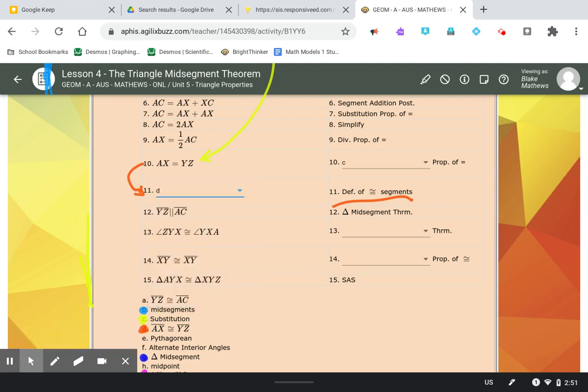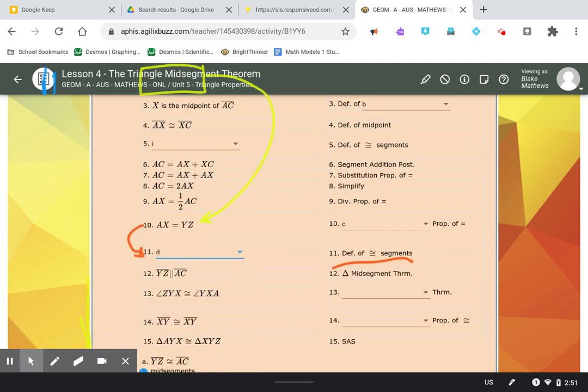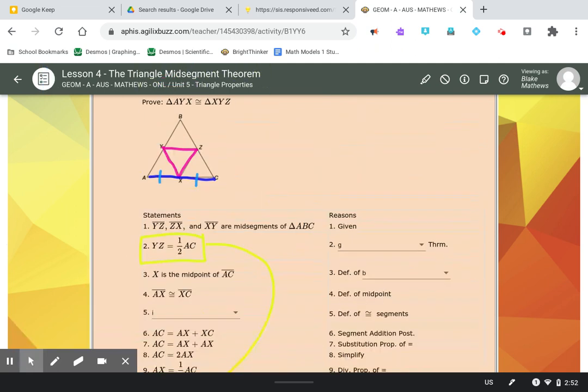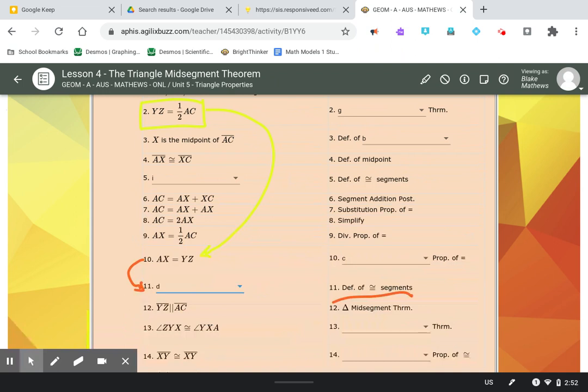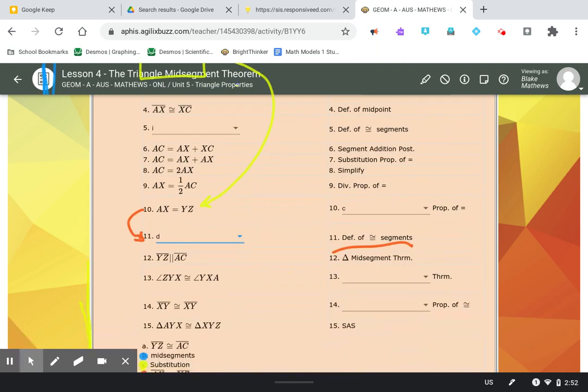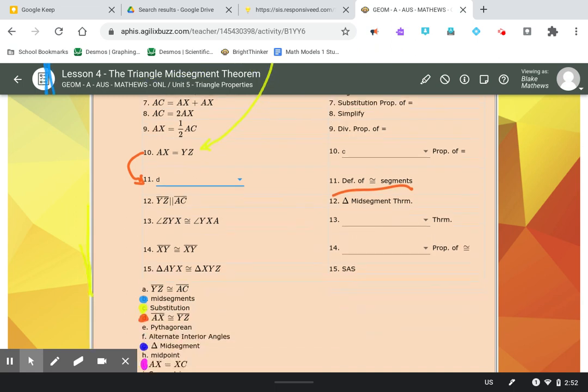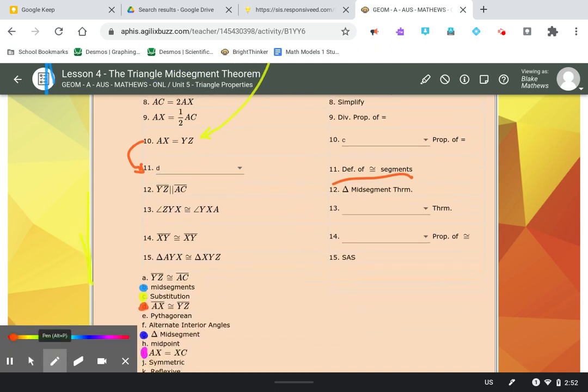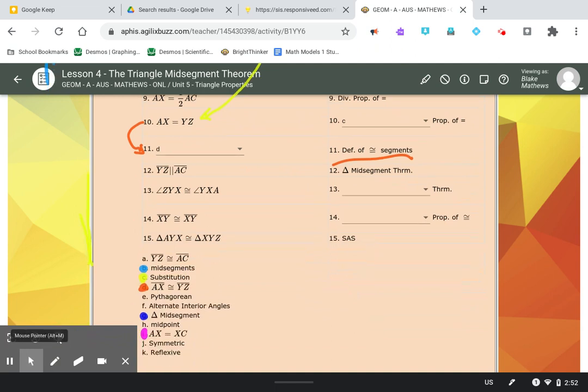And then we are using the midsegment theorem again to say that YZ is parallel to AC. That's what they've said there is the triangle midsegment theorem. And then since those are both parallel, that forms a transversal line. And that transversal line tells us that those are alternate interior angles. So that's going to be answer choice F.